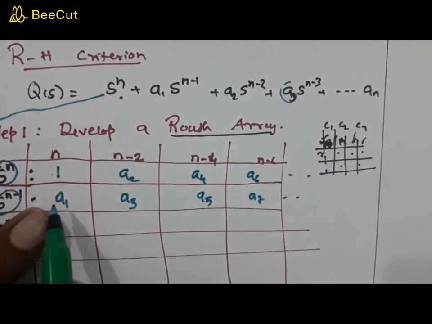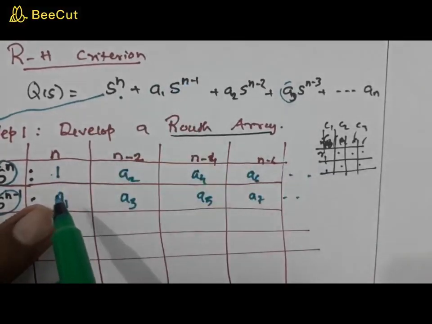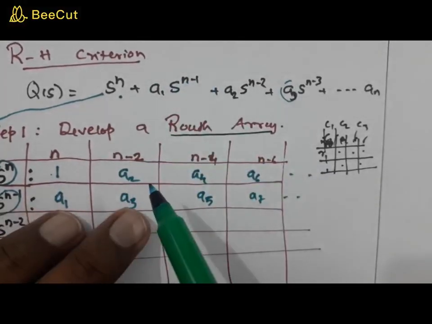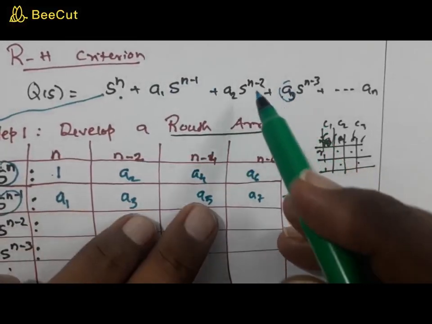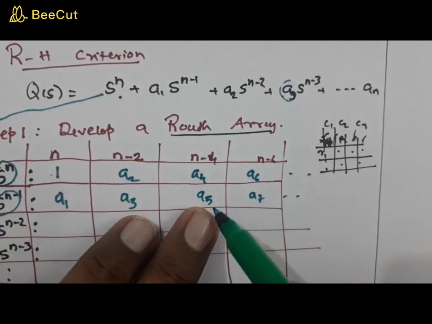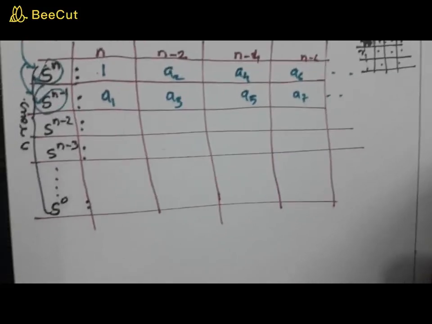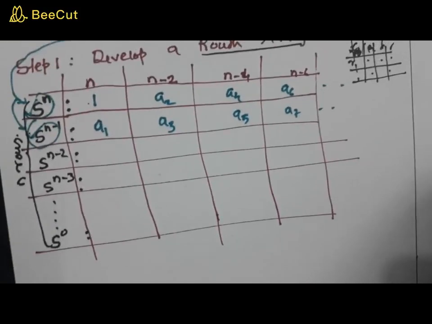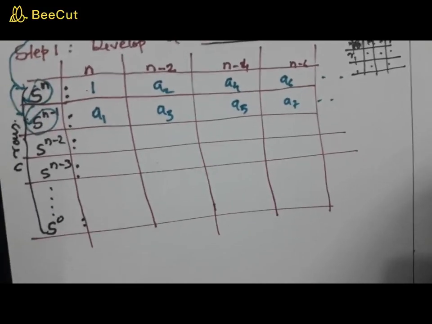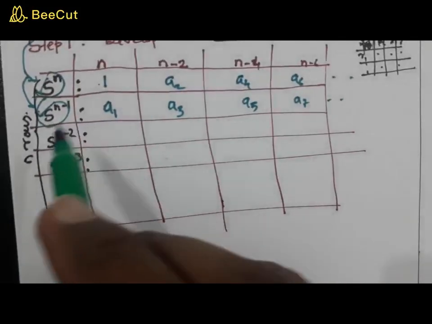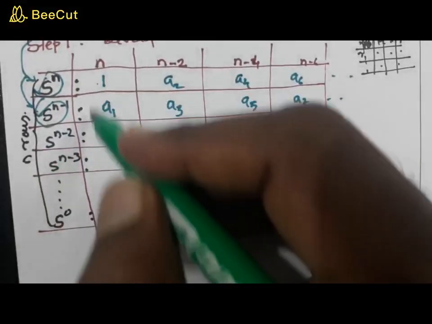Similarly, when you come to the n minus 1th row, what is n minus 1 minus 2? It will be n minus 3, so a3. n minus 1 minus 4 is n minus 5, a5, a7, and so on. Okay. Now, once you have developed this, you can find out the rest of the rows from these two values.